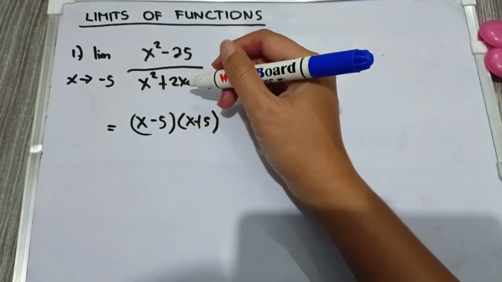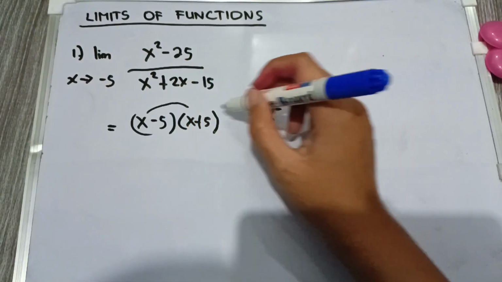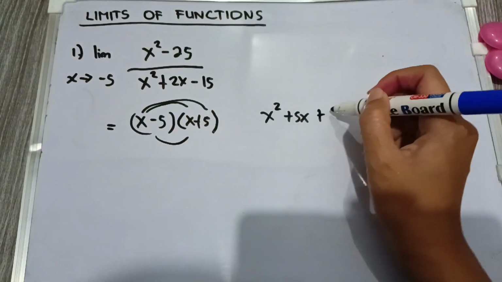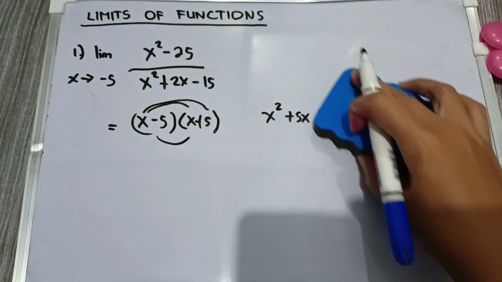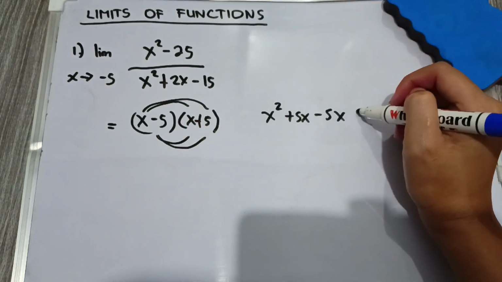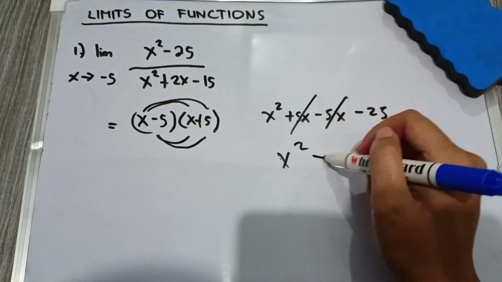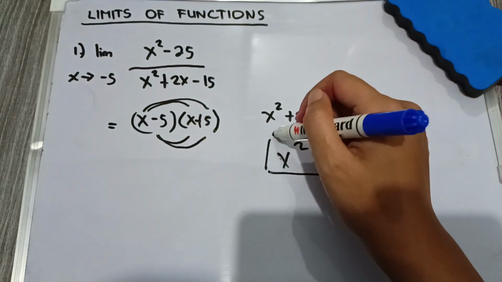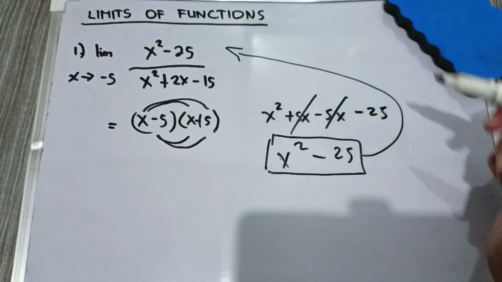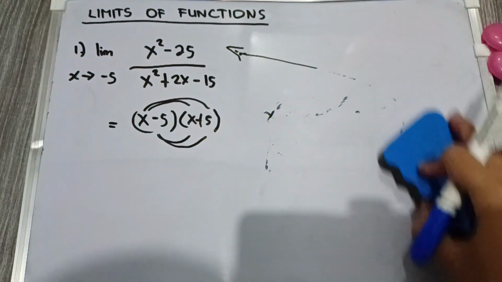If we're going to use the FOIL method, by multiplying it, let's multiply the x and the x, then the outer, 5x, and the inner, negative 5x, and the last, negative 25. Cancel these, and the answer is x squared minus 25. If we factor a term or an equation, we need to get the same value as the original, so it means our factoring is right.